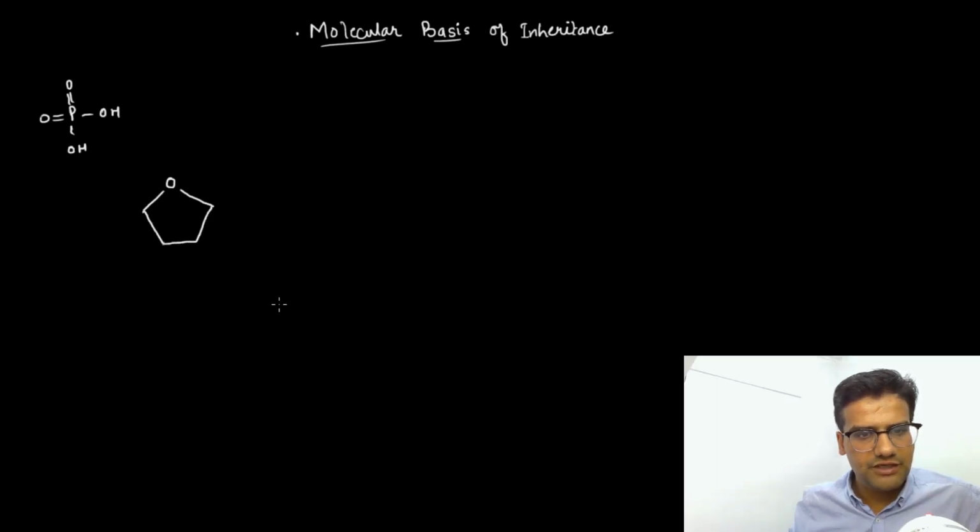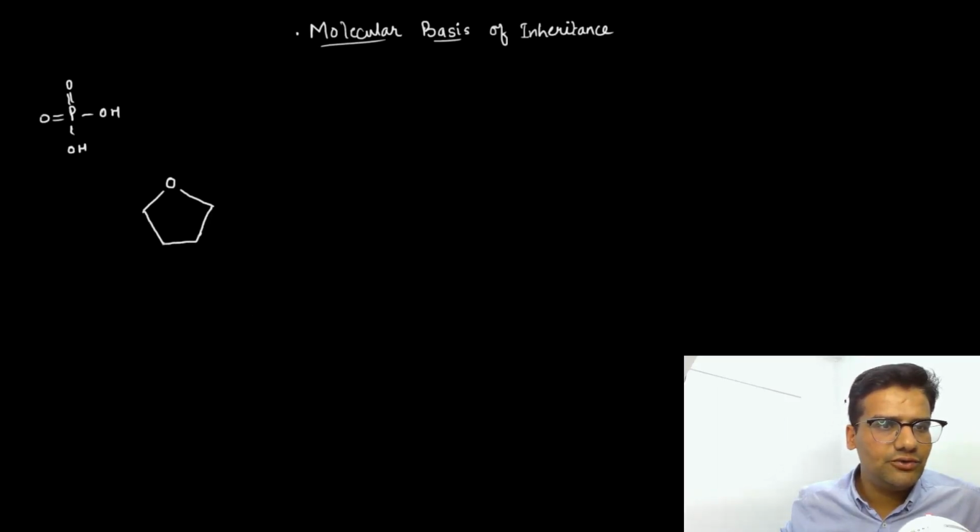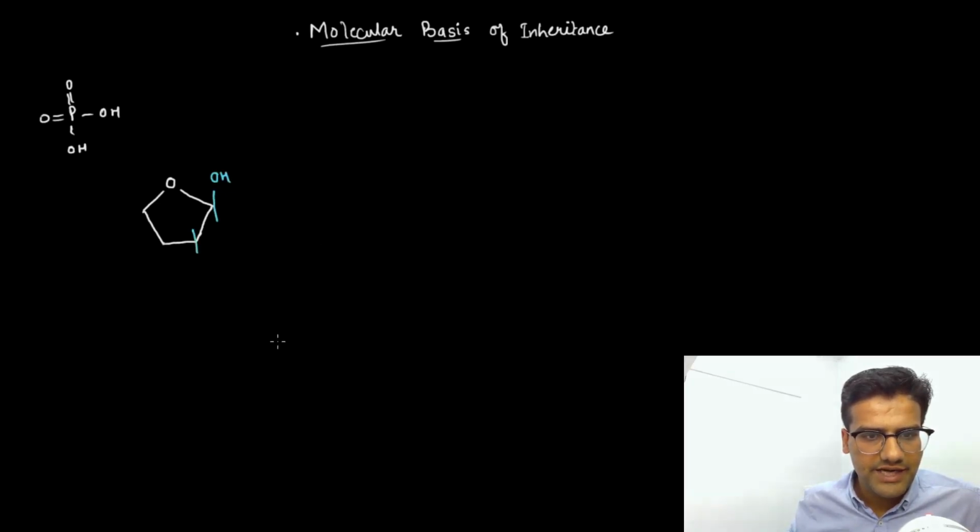This deoxyribose sugar does not contain a hydroxyl group at the second carbon. This is the hydroxyl group at the first carbon, but at the second carbon it does not contain any hydroxyl group. At the third carbon it contains a hydroxyl group. At the fourth carbon it contains a CH2OH group.